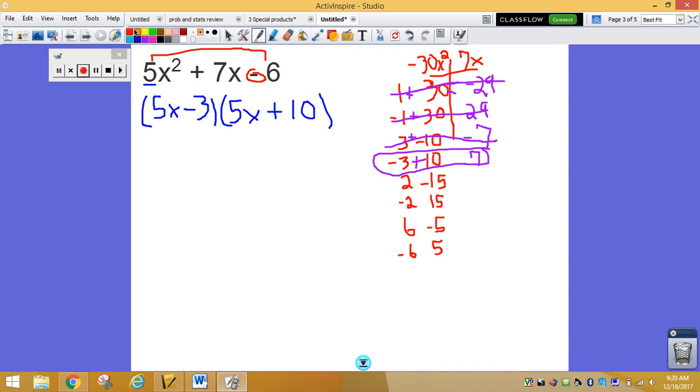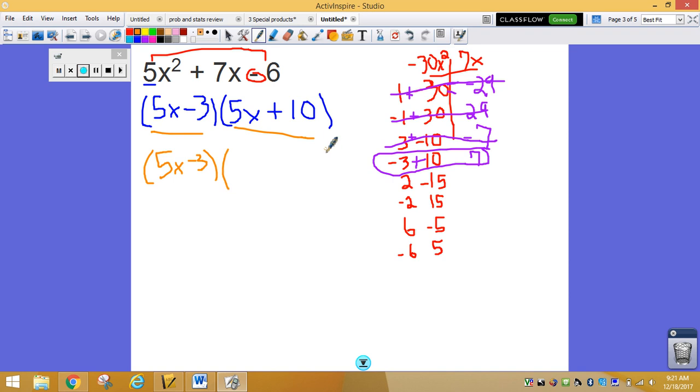And last step, we need to reduce. So what will go into 5 and 3? Nothing. So I'm just going to bring this down. 5x minus 3. What will go into 5 and 10? It's not 2. 2 won't go into 5. It's going to be 5. 5 goes into 5 and 5 goes into 10.